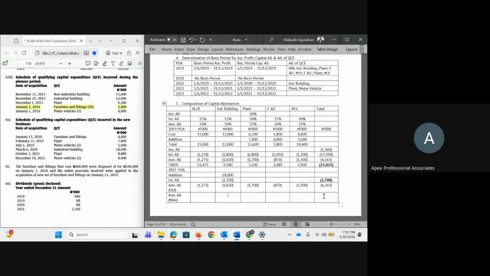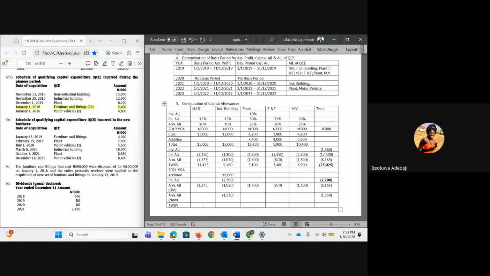15,300 times 10. That's 1530. Yes, sir. Correct. Okay. So what's the TDV? You know, it's the tax down value plus addition minus allowances. Do you remember? Help me. Let's be fast.